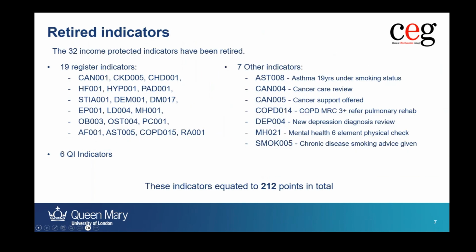Just as an overview, 32 income protected indicators have been retired. 19 of those were register indicators that you can see there on the left, 7 other indicators that are on the right, and you've got the 6 QI indicators. So all of these 212 points were removed this year.